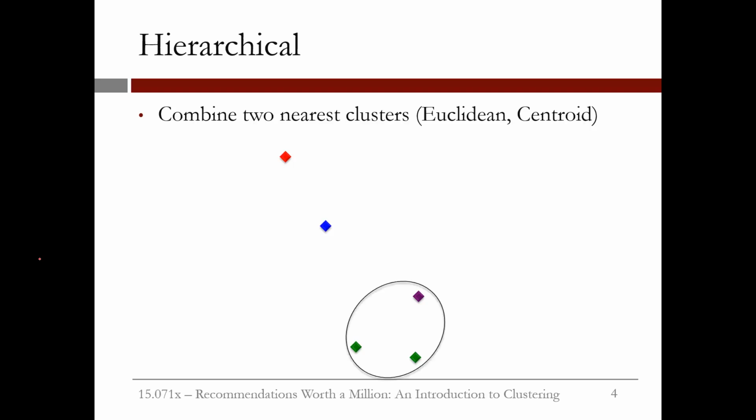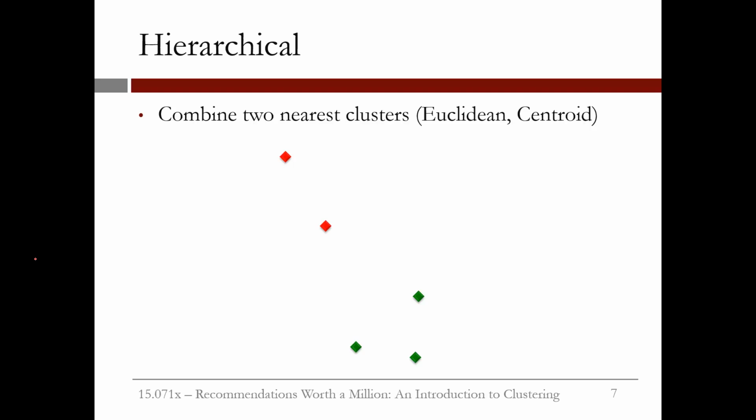Now this process repeats. We again find the 2 nearest clusters, which this time are the green cluster and the purple cluster, and we combine them into one cluster. Now the green cluster has 3 points and the purple cluster is gone. Now the 2 nearest clusters are the red and blue clusters. So we would combine these 2 clusters into one cluster, the red cluster.